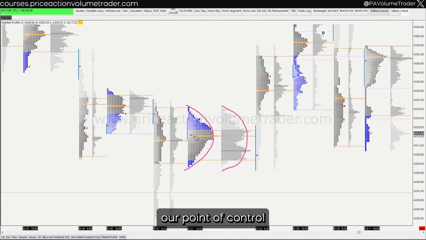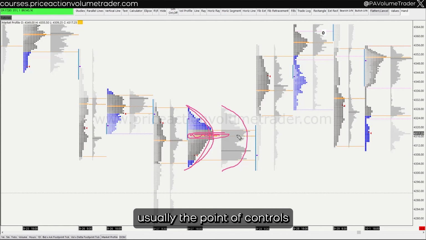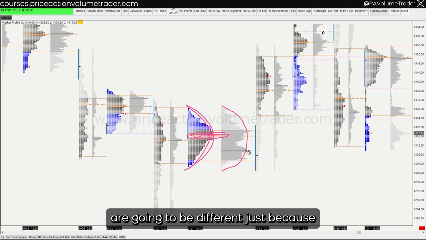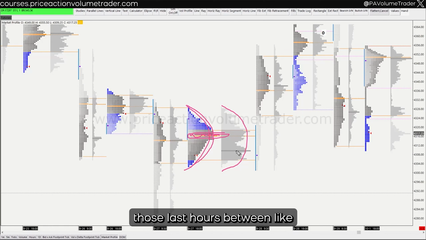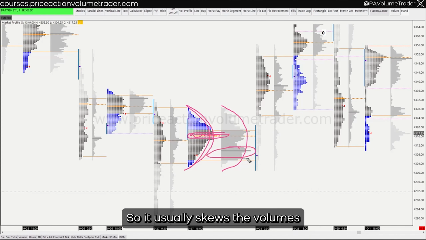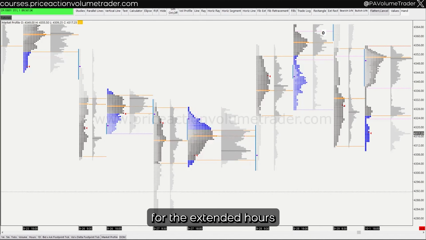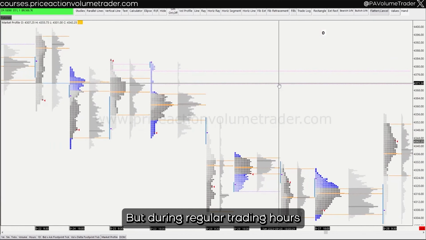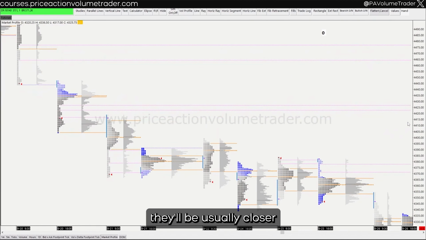You can see our point of control, or in this case time-wise, right at the center, and we had a nice D shape. In extended hours, like I said, usually the points of control are going to be different, just because in those last hours between like 7:30 and 9:30 a.m., volumes start building up, so it usually skews the volumes for the extended hours. But during regular trading hours, they'll usually be closer.